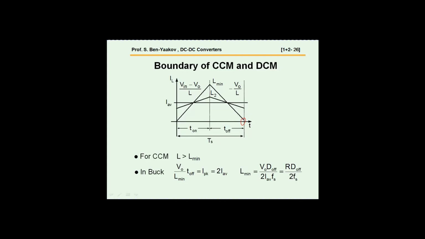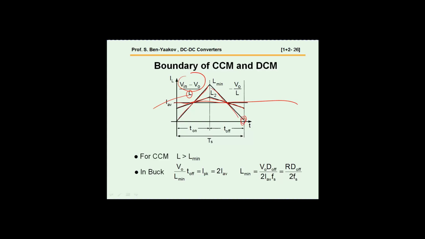Now we can ask the question in a different way. Suppose we have an operation of the buck, which is okay. Now we change the inductor. That is, the average current is the same, but we change the inductor. What will happen then? Well, voltages are the same, inductor is changing, the slope will change. If the inductor becomes smaller, the slope will become steeper. The slope will be higher and steeper. Eventually, I'll hit this point.